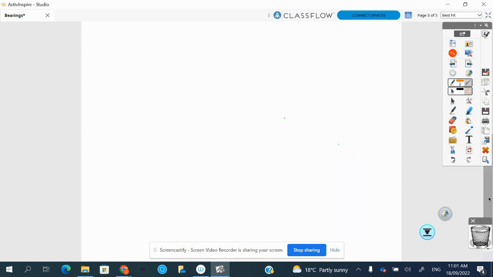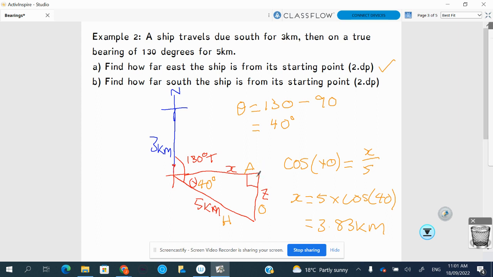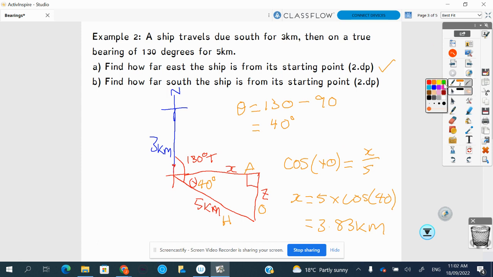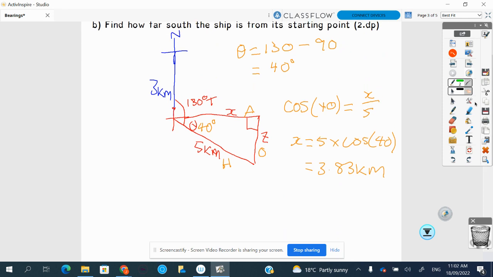The second question is asking us, how far south is the ship from its starting point? So that means we're going to need to find this side here, so the z side, and we're going to add it to this 3 kilometers to get our total distance south from the starting point, which is up here. Now, there are a couple of ways we could find the value for z. We could use trigonometry again, but we could also use Pythagoras theorem, which is what I'm going to do. So I'm going to change my color and just go down a little bit.